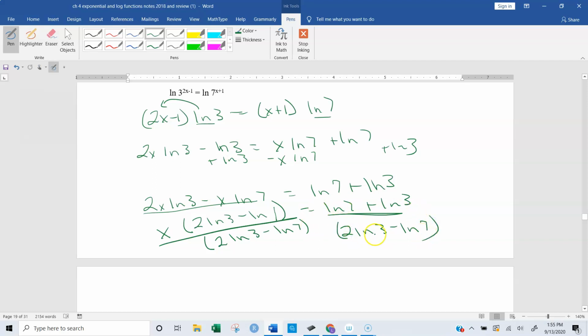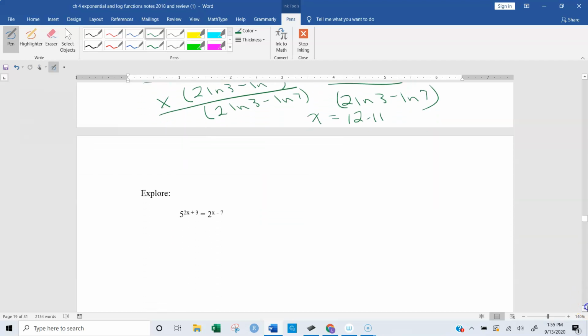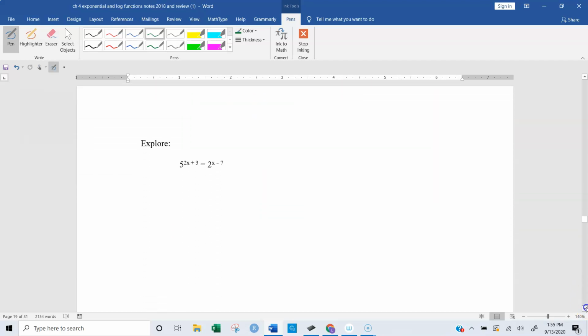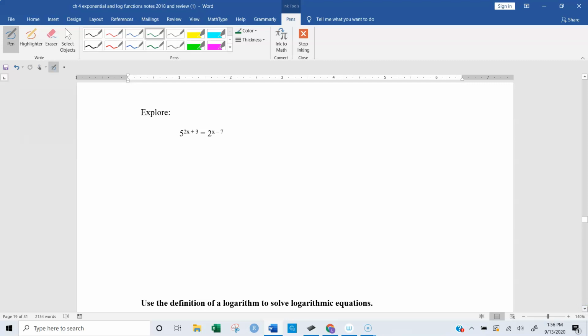Okay, you literally type this into your calculator and you should get x equals 12.11, is what I got. All right, hopefully we did well. Okay, now it's your turn. Take your time, go slowly, and figure out what you're doing. So make sure you pause this.